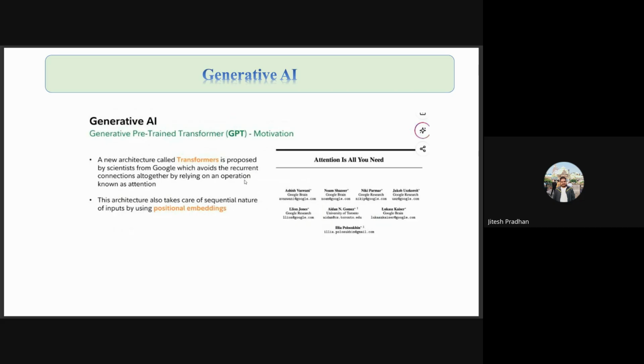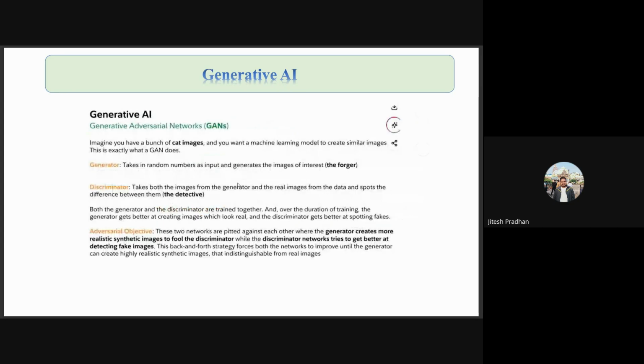That's why this GPT works better. Okay, now we have another that is called generative adversarial network. We will be discussing these two things. We will discuss in detail the transformer model, and we will discuss in detail this generative adversarial network. Okay, we will discuss both.